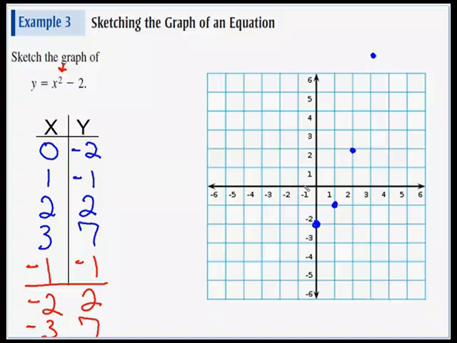This point, -1, -1, over 1, down 1. -2, up 2, over to -2, up 2. And -3, +7. So if we connect these points with a smooth curve, it's not going to be a straight line. We have this parabola opening up on the left of the y-axis and also on the right of the y-axis. So we got this parabolic curve opening up with a y-intercept of -2. Remember, if it's squared, it's going to be parabolically shaped. Always check some positive and negative x values.